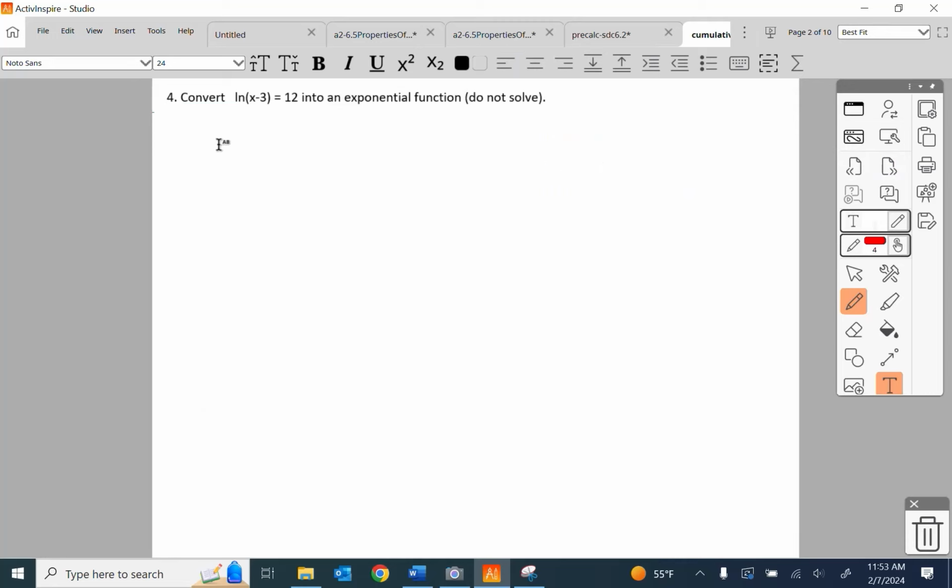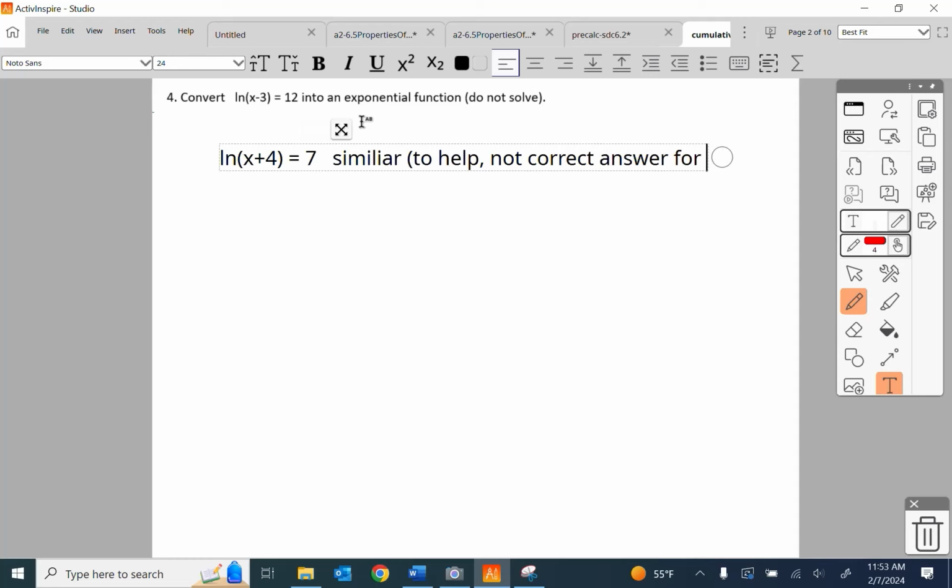All right, here we have a natural log, so I'll do another one. We'll do natural log of x plus 4. We'll say it equals, I don't know, 7. Again, this is similar. It's to help. It's not the correct answer for your question.